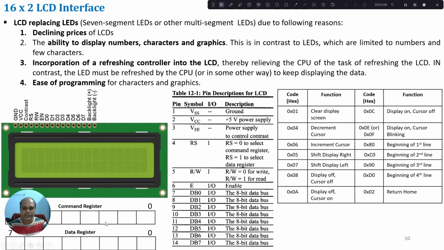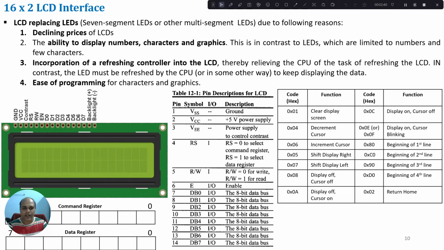We have two registers in the LCD, a command register and a data register. Both the registers are 8-bit registers. The data coming from D0 to D7 will go either to the command register or to the data register. It depends upon the voltage at the RS line. If RS is equal to 0, then D0 to D7 will go to your command register. If RS is equal to 1, then D0 to D7 will go to your data register. So RS determines whether the information coming from the CPU is a command or data.